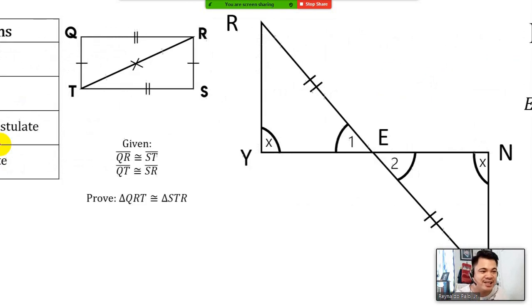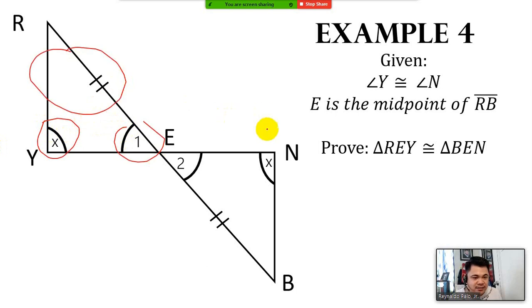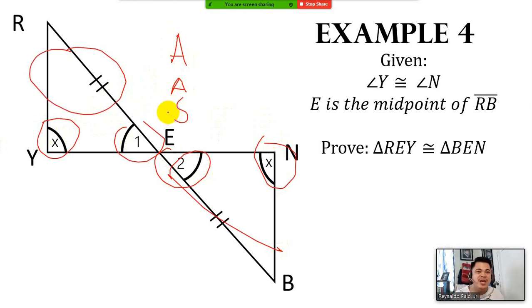Okay, next, let's have the last example. Given that angle Y is congruent to angle N, E is the midpoint of segment RB. Let us prove that triangle REY is congruent to triangle BEN. But first we have to make our assumption. We have angle, angle, side. Therefore, this is what we call AAS. So very good for those who actually guessed what is the assumption that we can use here to prove the congruence of the two triangles. Alright, let's proceed.